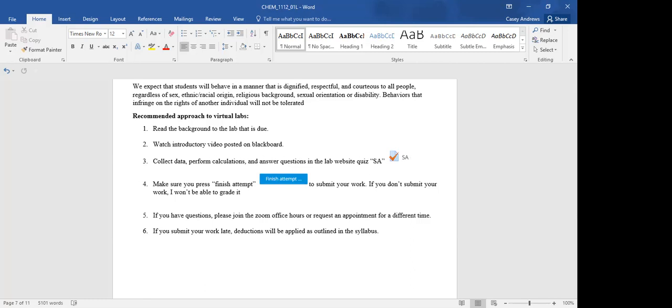But feel free to reach out to me if you do have questions about the virtual lab, anything in there, and I'll try to help out. Generally, what you want to do is read the background for the lab. If I post a video for the lab that goes over anything, be sure to watch it. Go to the lab website, collect data, do calculations, answer questions. Make sure you press your finish attempt to submit your work. If you don't submit it, I can't see it and I can't grade it.